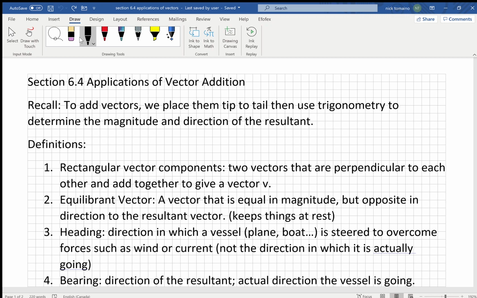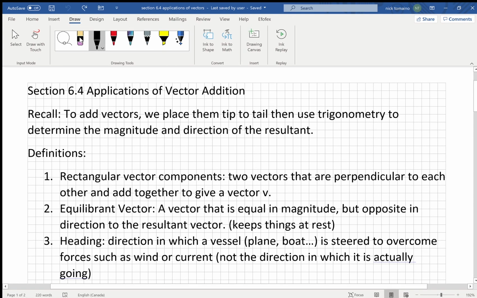Okay, hi everyone. Today we are looking at section 6.4, applications of vector addition. So recall, to add vectors, we place them tip to tail and then use trigonometry to determine the magnitude and direction of the resultant. So just remember again that you can actually move vectors without changing them, right?